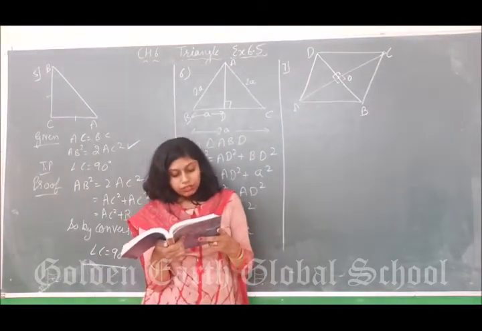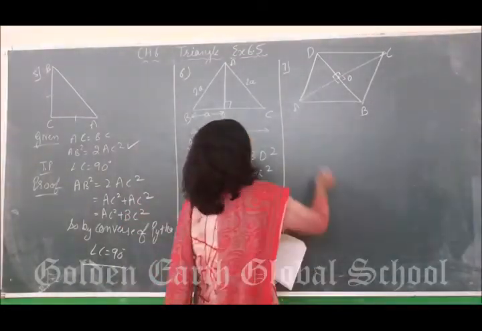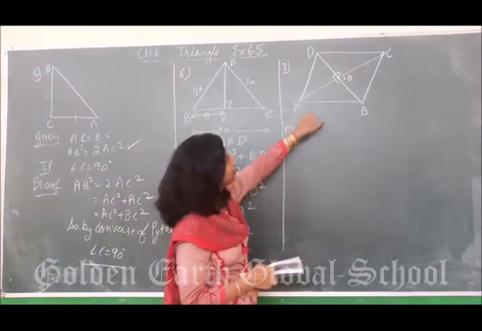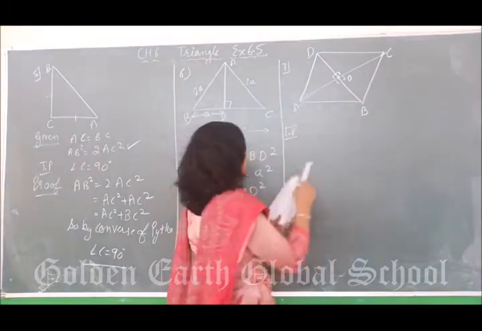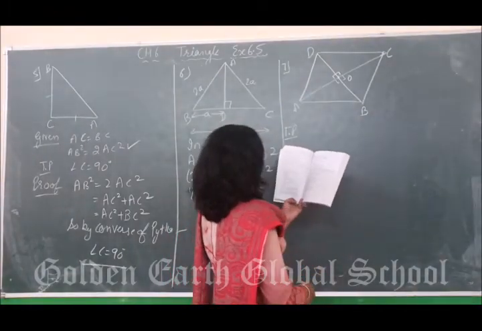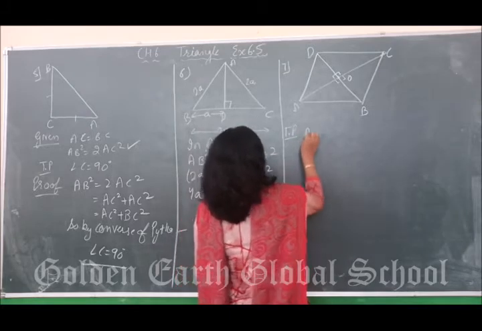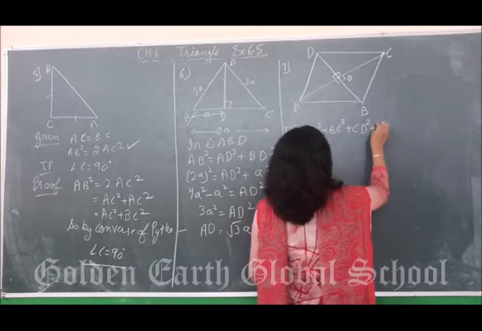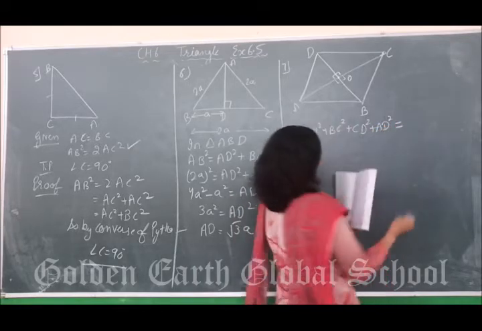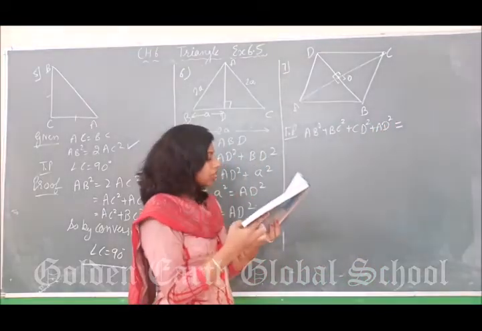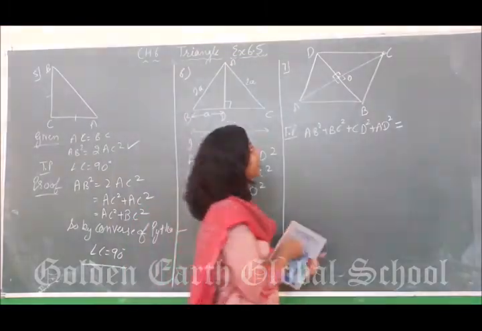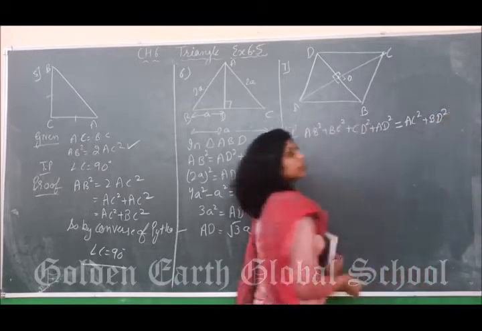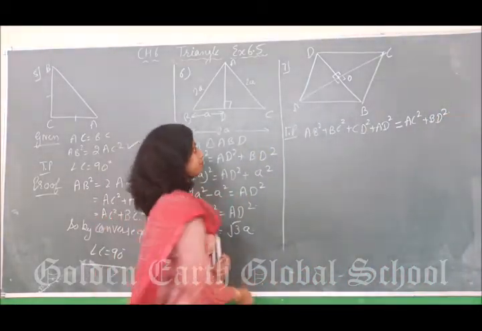First of all, we write down two proofs. First time you have to write given. Given is ABCD is a rhombus. To prove is sum of the square of the sides of rhombus, AB square plus BC square plus CD square plus AD square is equal to sum of the squares of its diagonals. There are two diagonals, that is AC square plus BD square. This we have to prove.